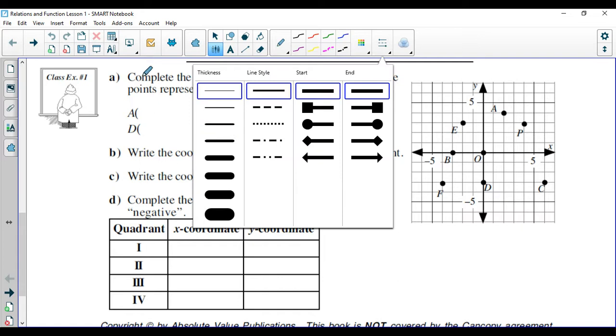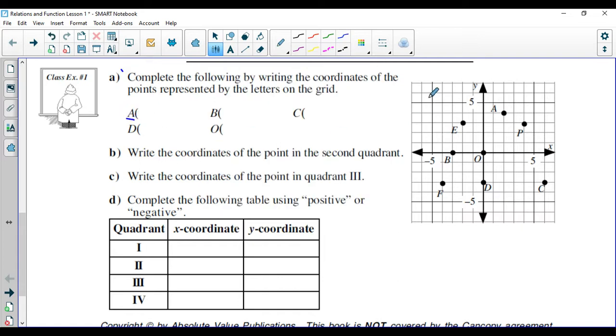So if we start with point A, I would identify where point A would hit the x-axis. It hits the x-axis from the origin, you go 0, 1, 2, so you'd have 2. And then it hits the vertical axis, the y-axis, at positive 4. So that point would be 2, 4.